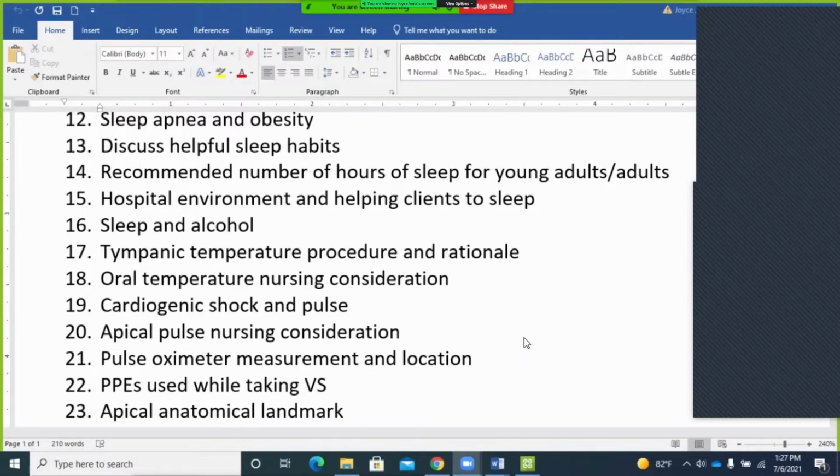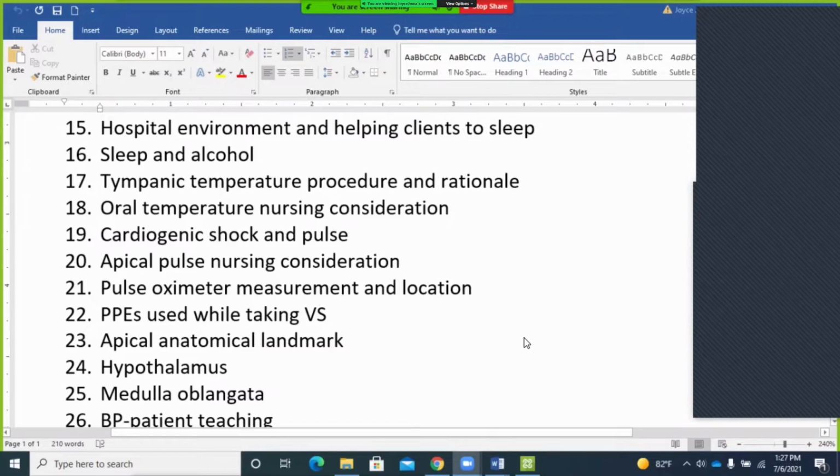Pulse oximeter measurement and location. What are the possible locations that you can apply your oximeter? On the thumb, on the finger. The bridge of your nose. Fingers, the tip of the nose. Earlobes. The bridge of your nose, okay.